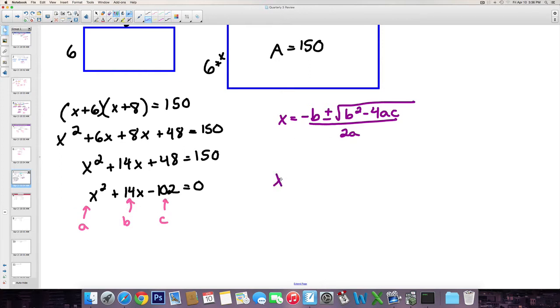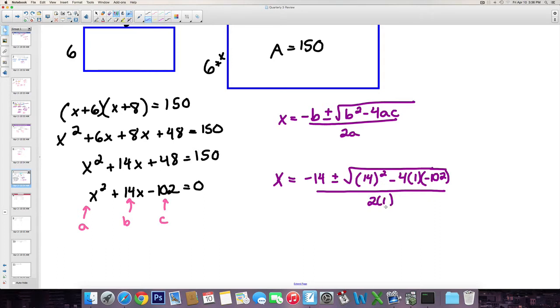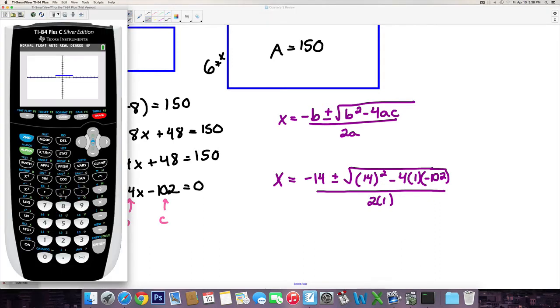So we just want to substitute into our quadratic formula. Negative 14 plus or minus the square root of 14 squared minus 4 times 1 times negative 102, divided by 2 times 1. So let's use our calculator to help us out here. I'm going to figure out what's underneath the radical: 14 squared minus 4 times negative 102. That's 604.